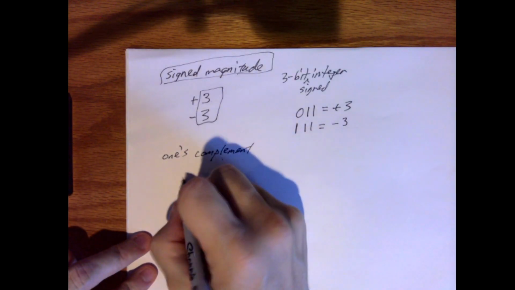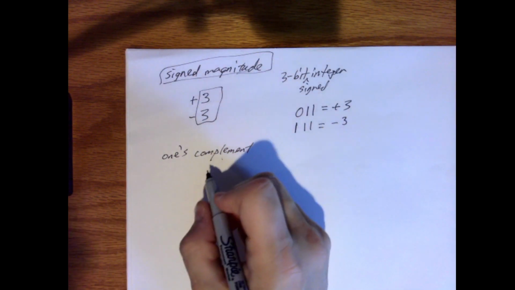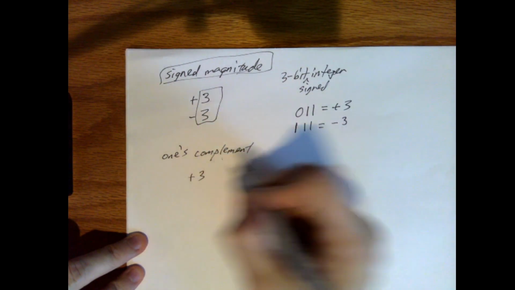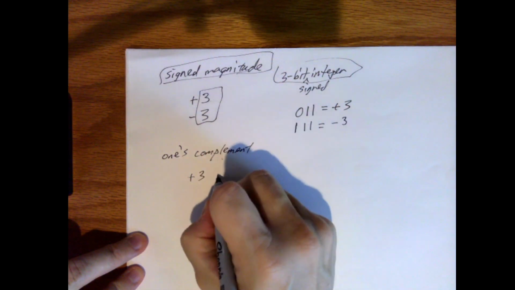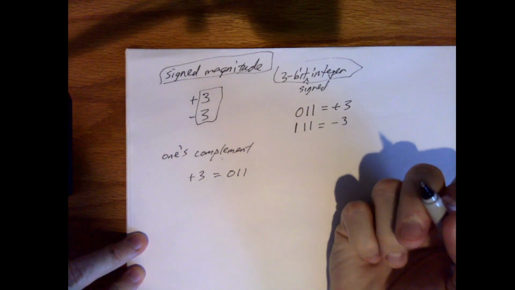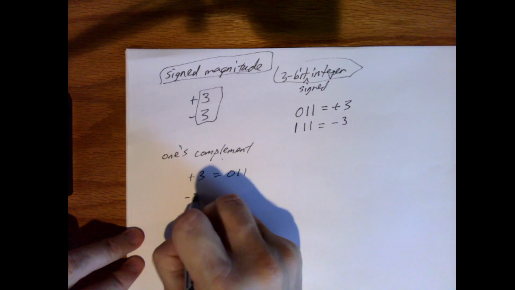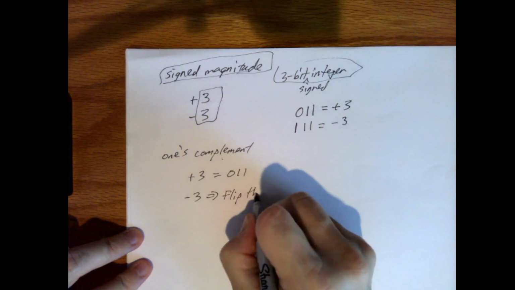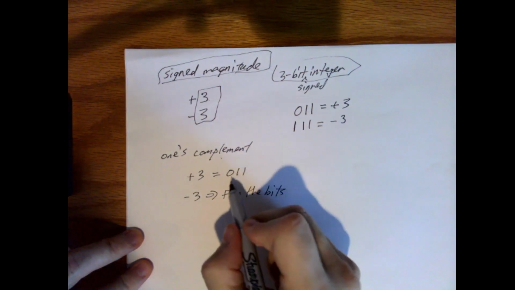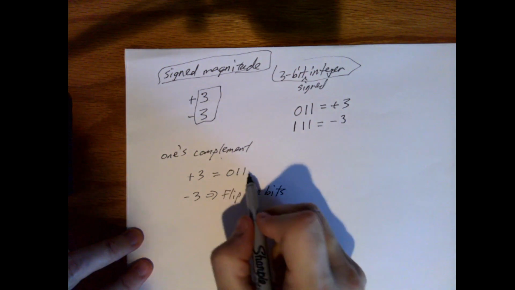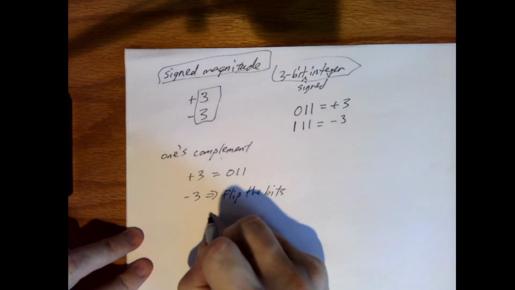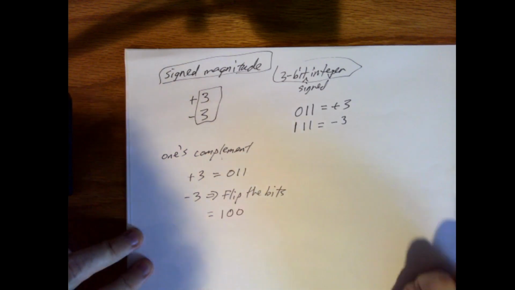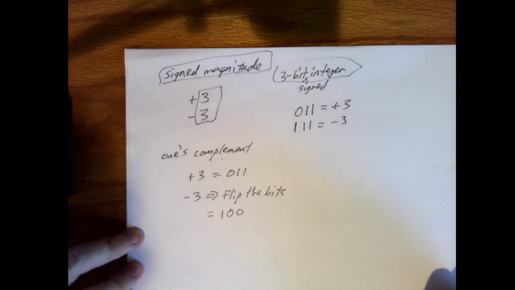To represent non-negative numbers, it's the same. So positive 3, if I'm using a 3-bit integer type, would be 0, 1, 1. But to get negative 3, what I do is I flip the bits. And what I mean by that is I turn each 0 into a 1 and each 1 into a 0. So in this case, 0 becomes 1, 1 becomes 0, 1 becomes 0. So this right here is negative 3 using 1's complement.